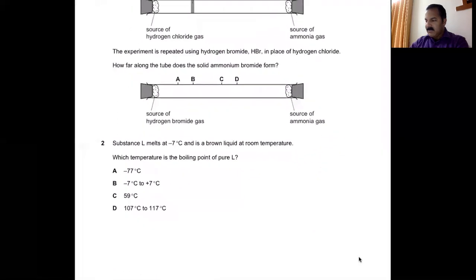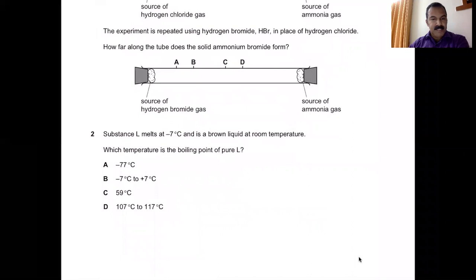All right, now let us discuss the second question. Question number 2 says, substance L melts at -7 degrees Celsius into a brown liquid at room temperature. In the IGCSE syllabus, we don't come across any brown liquid formed at room temperature this way, so sometimes it may not be familiar. That's not the point here. Let us just check, which temperature is the boiling point of pure L?